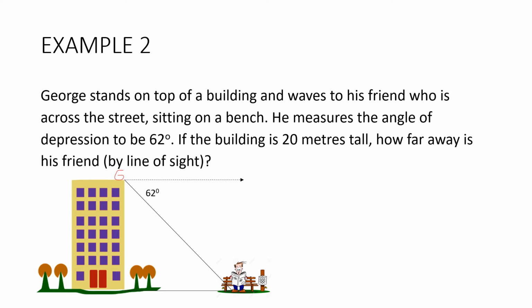If the building is 20 meters tall, how far away is his friend by line of sight? So that's this distance here. So let's put a pronumeral. Remember what I showed you before, that the angle of depression is the same as the angle of elevation. So we can shift this 62 degrees down in here, and that puts the angle inside the triangle for us.